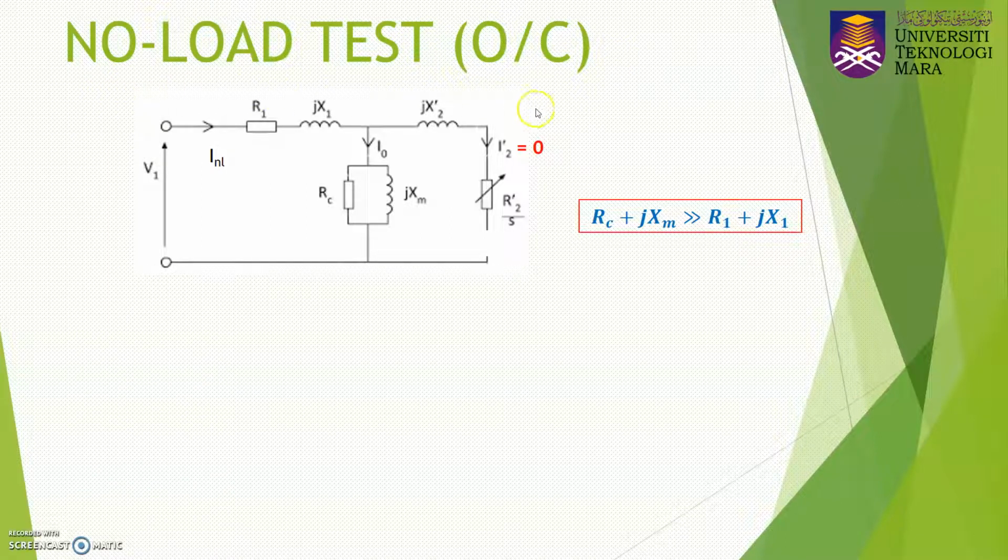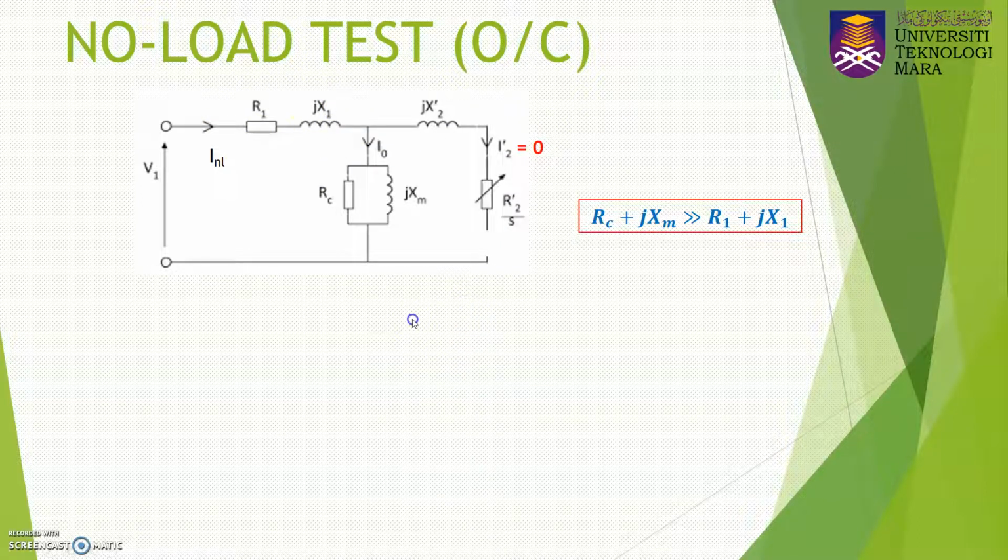This is the equivalent circuit of the induction machine when we perform the no load test, which is the open circuit. When we say open circuit, it means that we open the rotor branch. When it is open here, no current will flow through this branch, so we can just remove it. We can also assume that the value of RC plus jXM is much greater than R1 plus jX1 for the case of the induction machine under the no load test, so we can also neglect this part.